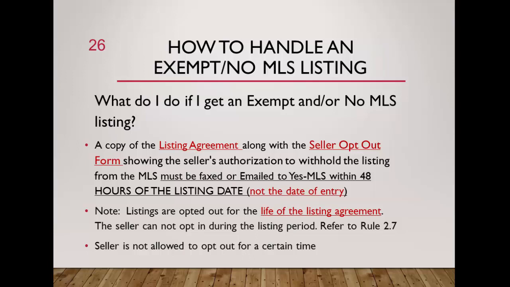If your seller would like to opt out of the MLS, they must sign a listing agreement, and they must also sign a seller opt-out form, which is provided by Yes-MLS. It's located under the links menu in the system. You will be required to send the listing agreement and the opt-out form to the service within 48 hours of the listing date of that contract.